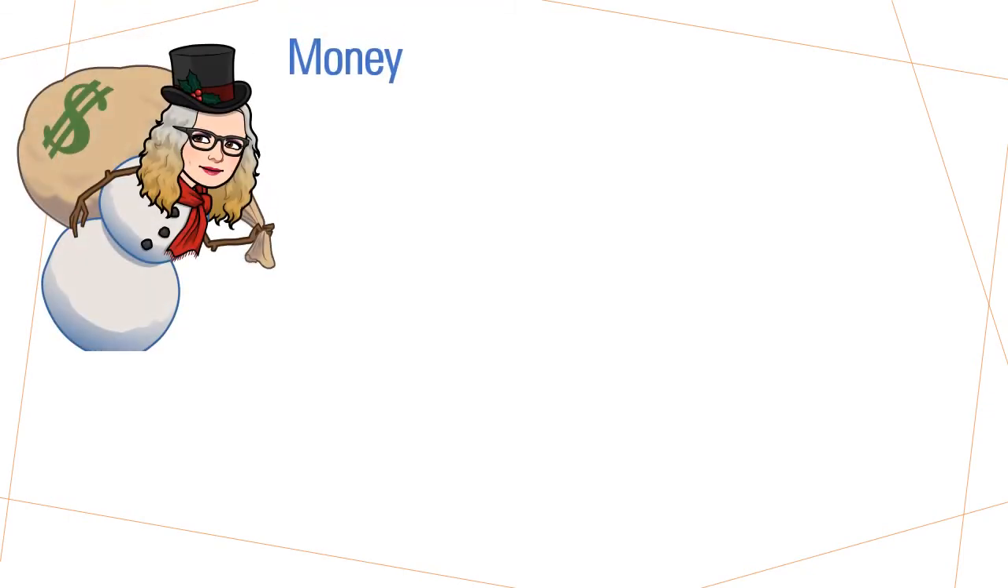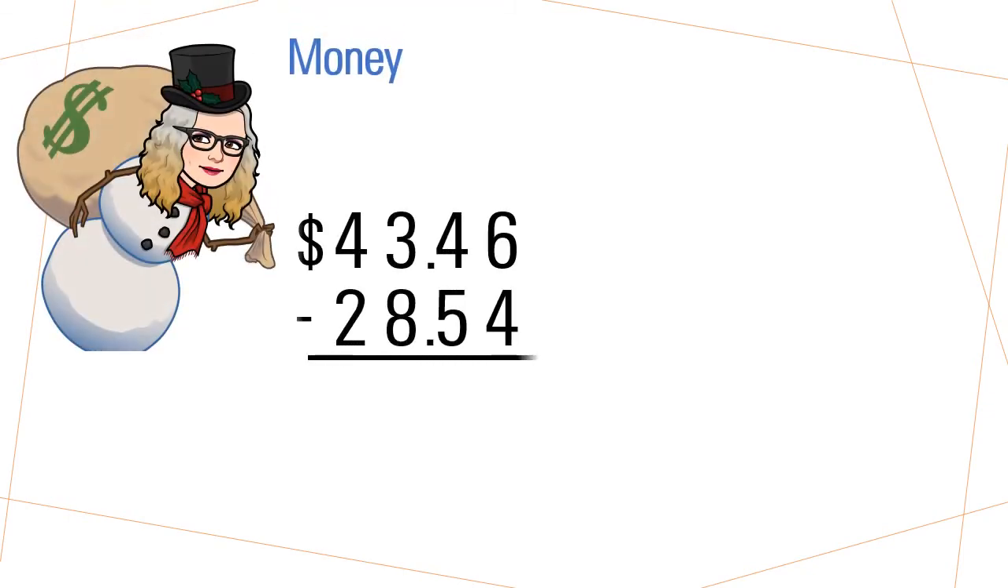Let's try one more problem, this time with money, money, money. So let's say we have $43.46 and we want to subtract $28.54. So once again, I'm going to start all the way to the right and I see that 4 is less than 6. So I'm simply going to subtract 6 minus 4 and I get 2.